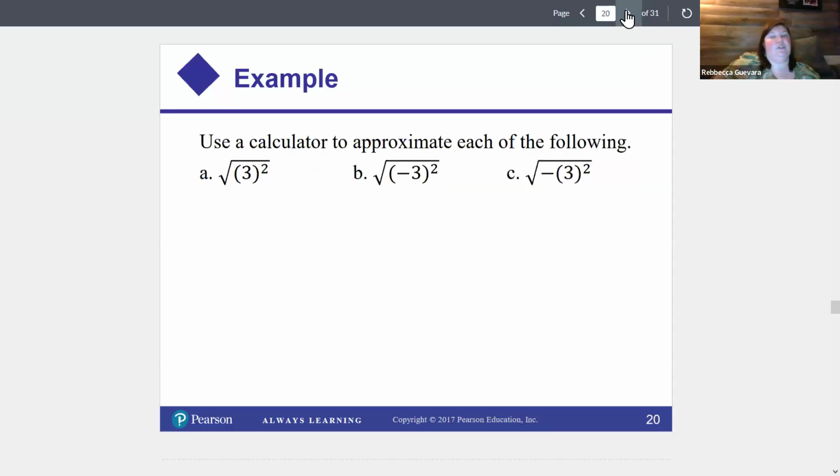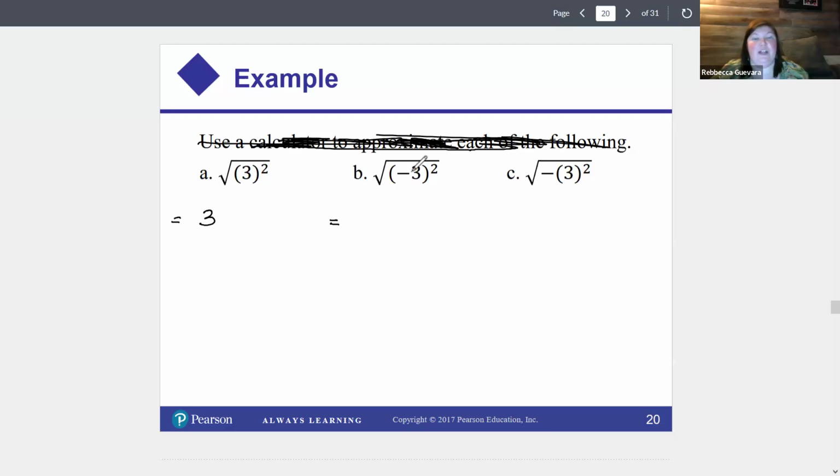So we're going to approximate each of the following. Or not calculator, we don't need a calculator. We're just going to figure this out by hand. So the square root of 3 squared, all I have to do, like I said, I know that 3 squared is 9, the square root is 3. So I'm just looking at that principal root, it's just 3.